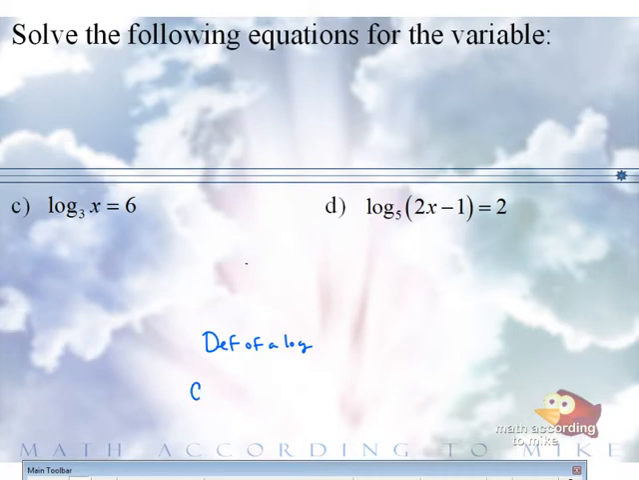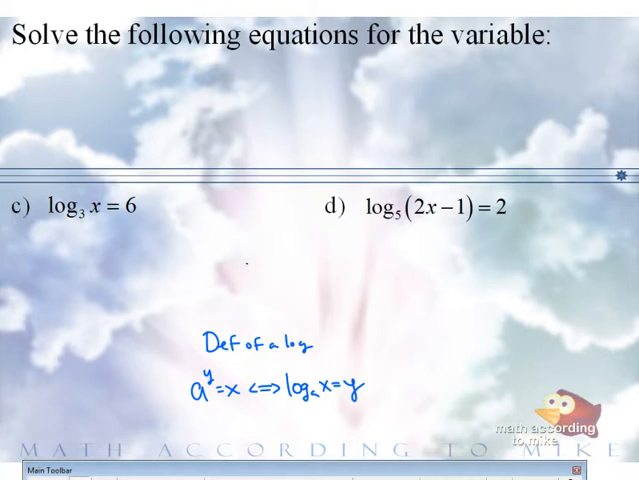Remember, if you have a to the y equals x, then that implies that the log base a of x equals y. That double arrow there in the middle means if and only if. So if you're on the left-hand side, you can go to the right. If you're on the right-hand side, you go to the left. If you remember the first couple examples we did in this section, we went back and forth between an exponent and a log. That's exactly what we do here. It is no different.